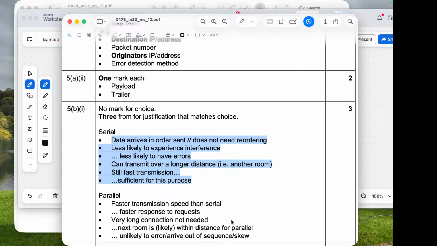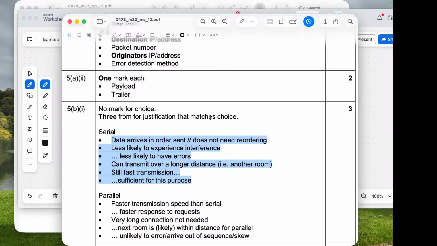Parallel is faster than serial. It has faster response to requests. A very long connection isn't needed, and the next room is likely to be sufficiently near for parallel and therefore unlikely to arrive out of sequence or skew.